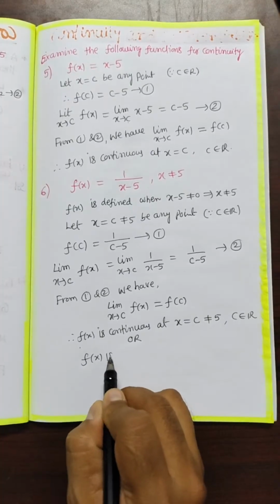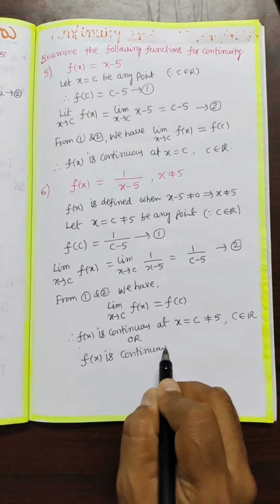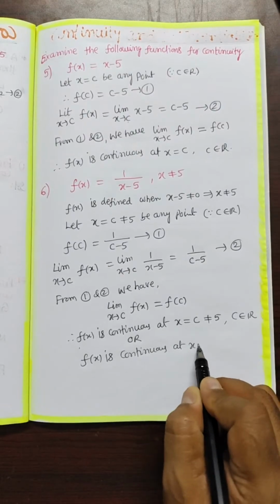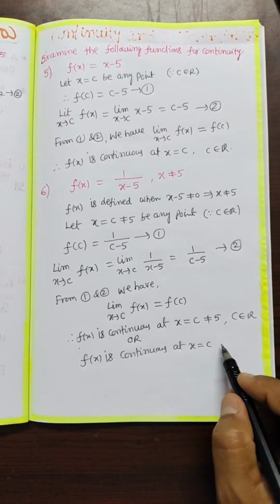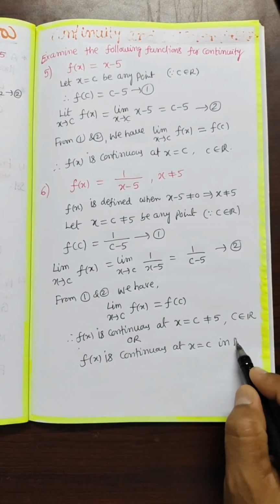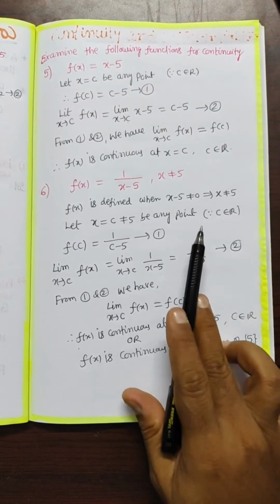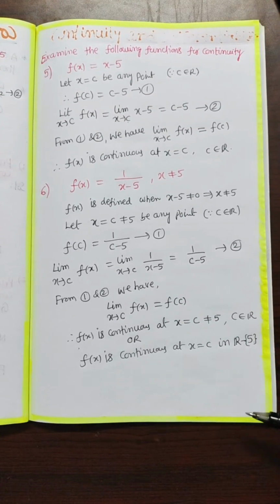f of x is continuous at x is equal to c in R minus 5. Except 5 number, remaining it will be defined.